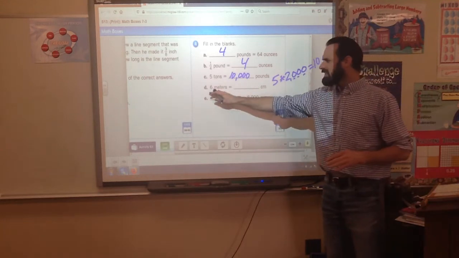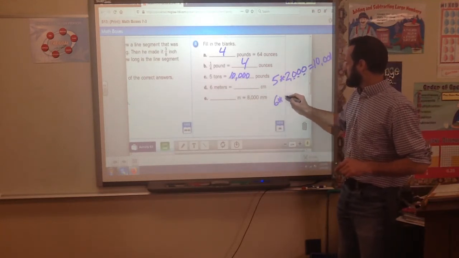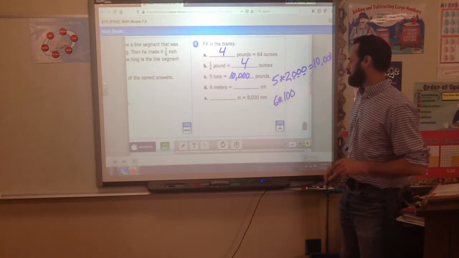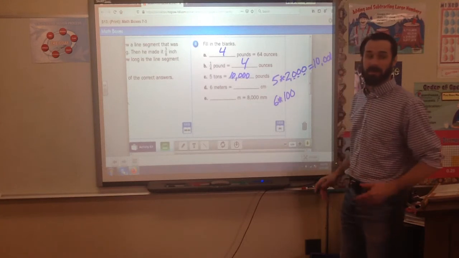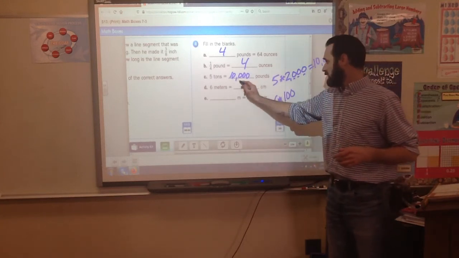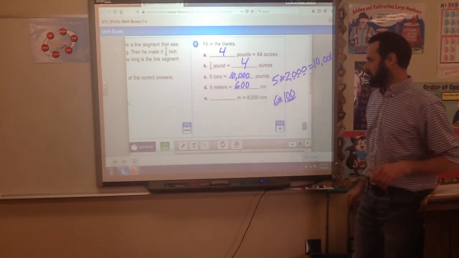Same thing with this one. Each meter is 100 centimeters, so this one is just simply 6 times 100. And we can all pretty much do that in our head, I think. 6 times 1 is 6, and add 2 zeros. Don't forget your zeros.